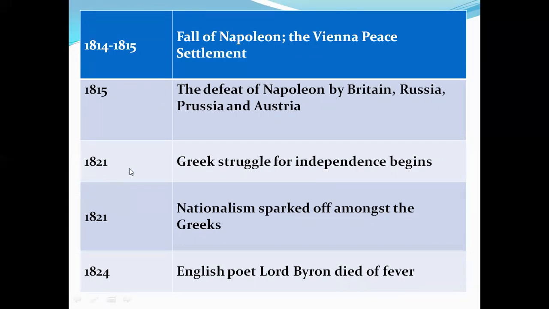After restoring conservatism, in 1821, the Greek struggle for independence starts. This is the year 1821. In 1821, nationalism sparked amongst the Greeks. Most of the Greeks started to think about nationalism. 1824, English poet Lord Byron, who had taken the lead for Greek independence, died of fever.